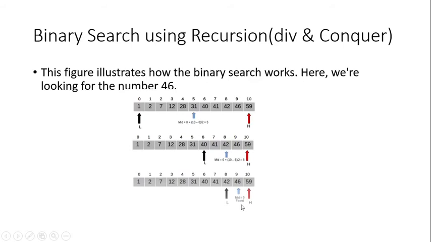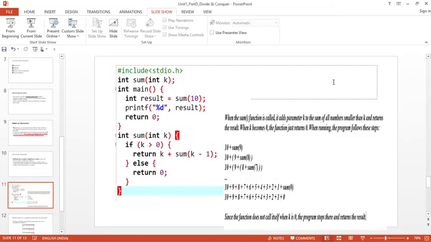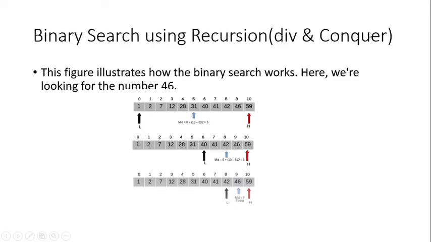Then finally low will be shifted here, and then low plus high, 9 plus 10 by 2, is 19 by 2, which is 9.5, and we take the floor value immediately. Okay, so I'll show you one code, binary search, and you will understand it better.